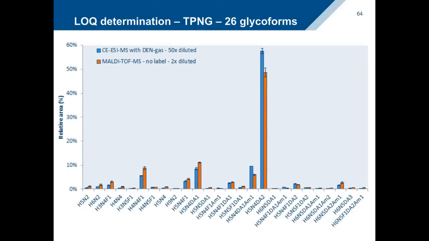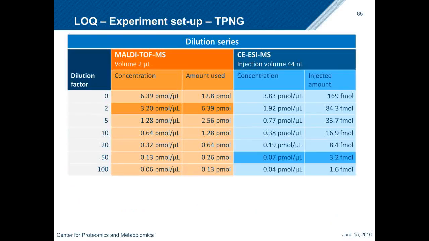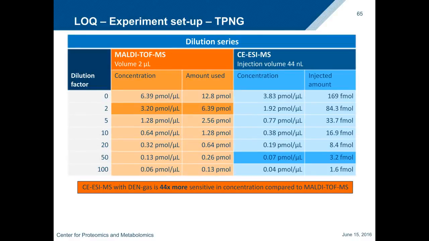Comparing MALDI MS with CESI MS, we believe we could make a fair comparison. For MALDI MS, we could only go to 2 times diluted, while for CESI MS, as I said, 50 times diluted is as far as we could go. The relative ratios look rather similar. It's a little bit different, but overall it looks pretty okay. And this is just the summary: we could define 2 times diluted for MALDI MS, 50 times diluted for CESI MS.